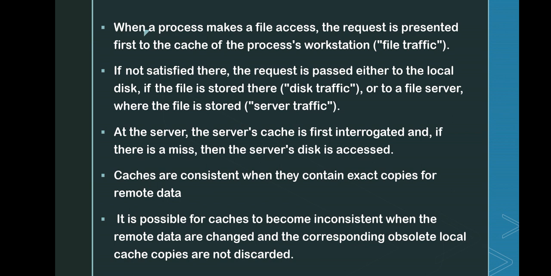So when there is a request for data in a specified memory location, it first looks in the cache memory. If it is present there, then it is directly taken from the cache memory. Only when it is not present in the cache memory does it go to the main memory. Likewise here, first the server's cache is checked, and if there is a miss, then only the server's disk is accessed. Okay. Caches are consistent when they contain exact copies of remote data.